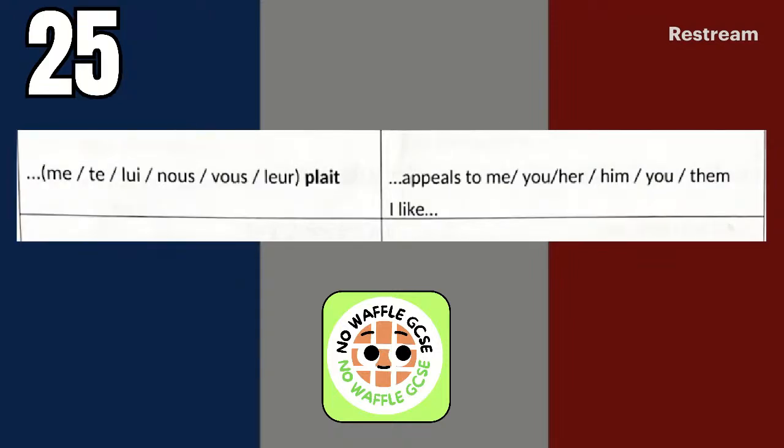25. Me, te, lui, nous, vous, leur plaît. So, ça me plaît, ça te plaît, ça lui plaît. So a lot of people say ça me plaît, like that appeals to me, I like that. But you want to consider other pronouns as well, apart from that.